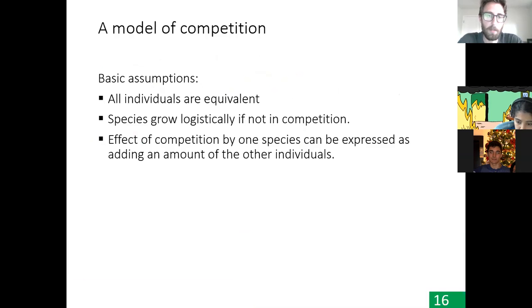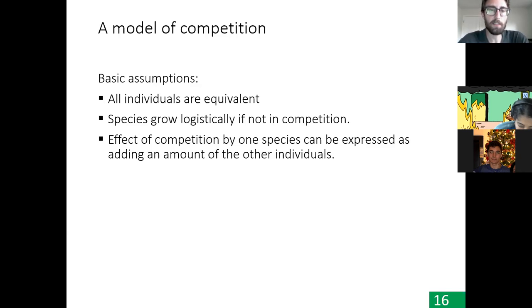This is going to be a model of competition that predicts the outcome of competition. Like, does competitive exclusion happen? Does one species win, or do they stably coexist, and that kind of thing? And it's based on the population sizes of both competitors. So we're going to be modeling the population sizes of two different competing species and how they affect each other.